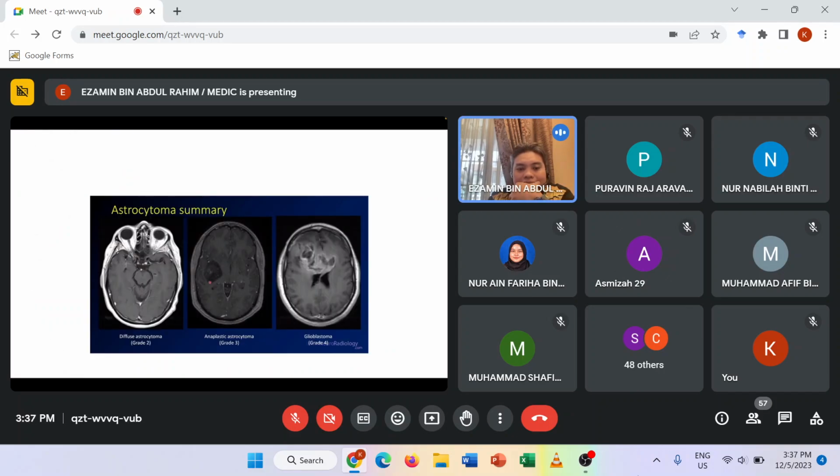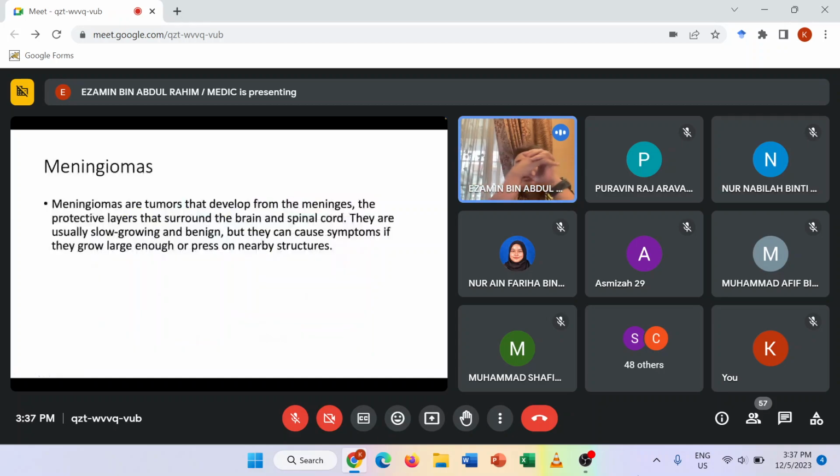And then this one just to show you lah, GBM tu very nasty looking. Kalau yang lain-lain tu macam ni kan, yang asal grade 2 ni macam tak very bright, but this one very bright. And then meningiomas, meninges kan, I think you all learn about meninges kan, dura, pia, apa semua tu kan. So meningiomas ni dia develop from meninges.